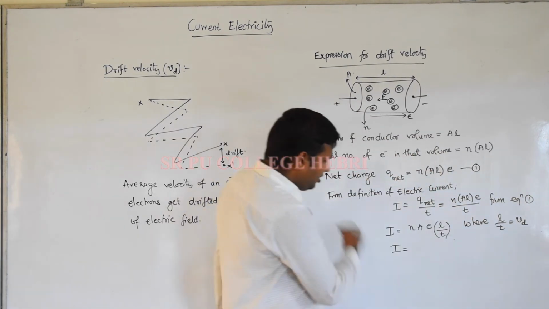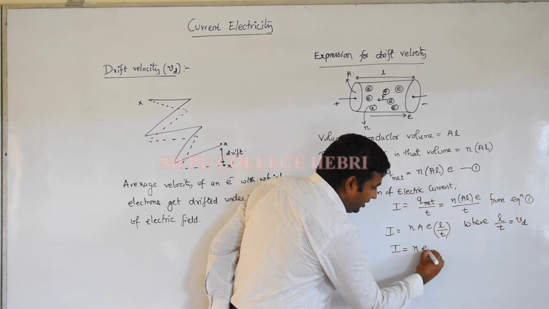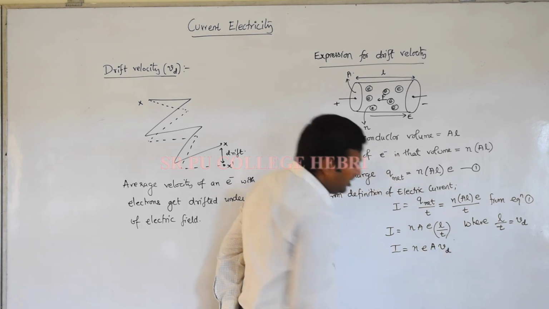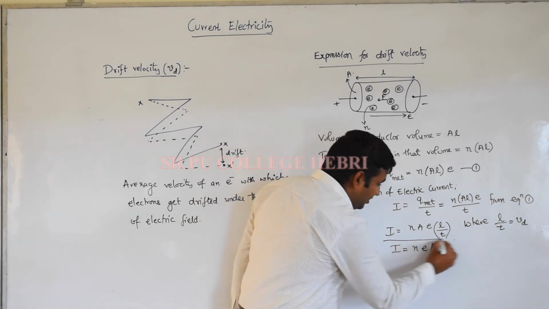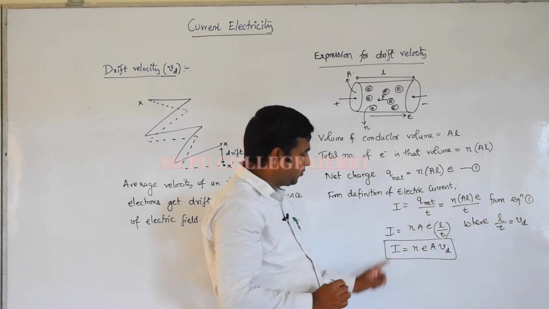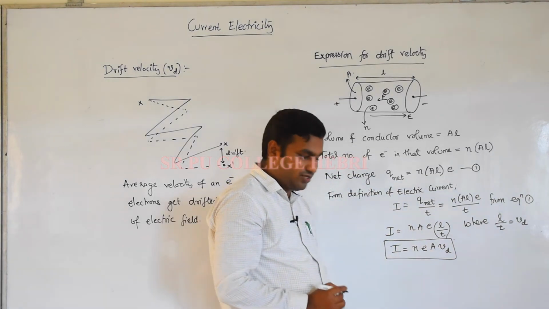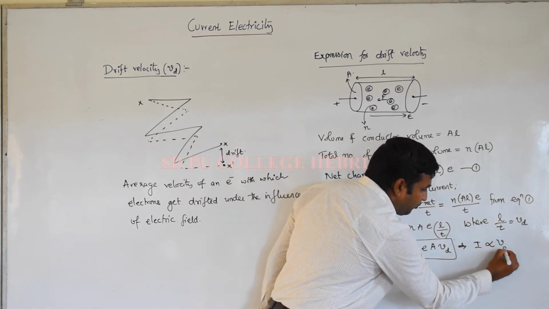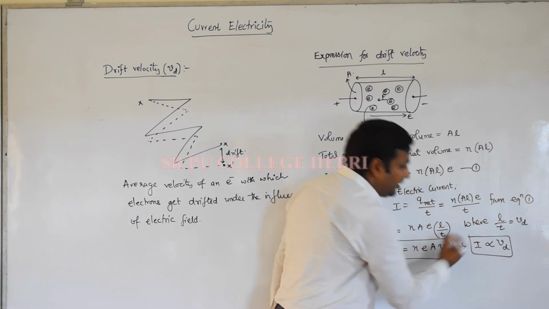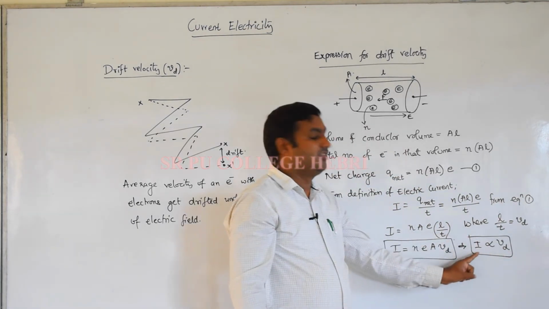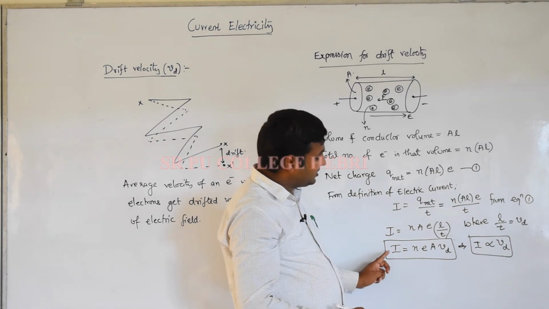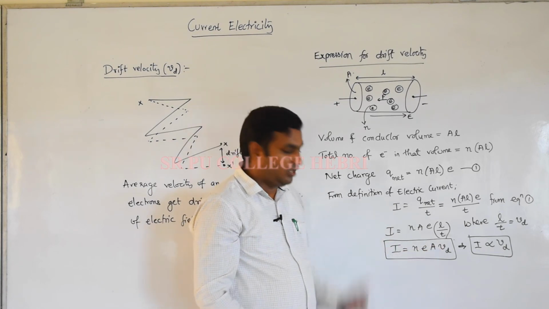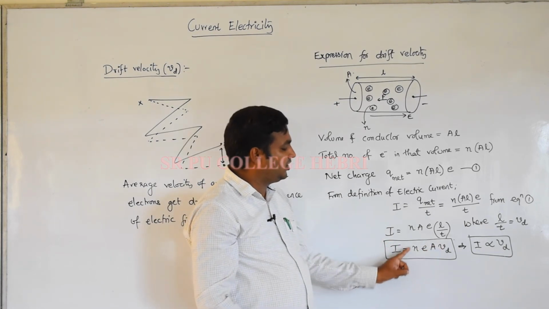Therefore, we got the equation I is equal to n into E into A. In place of L divided by T, we put the velocity, and that velocity is called drift velocity. This is the relationship connecting electric current with the drift velocity. This clearly shows that electric current is directly proportional to drift velocity. In a conductor, if there is a drift velocity, there will be an electric current. This equation connects the relationship between electric current and drift velocity. We got the equation I is equal to n into E into A into Vd.